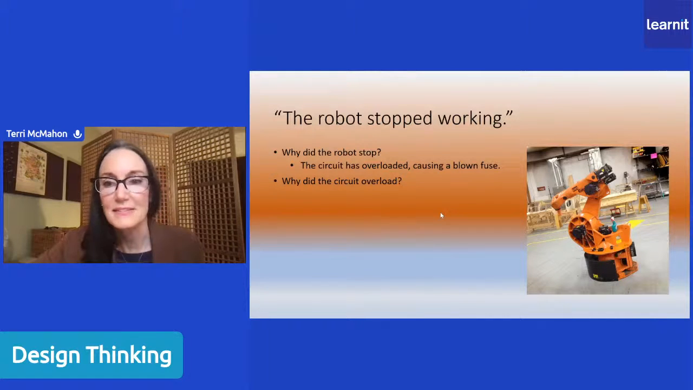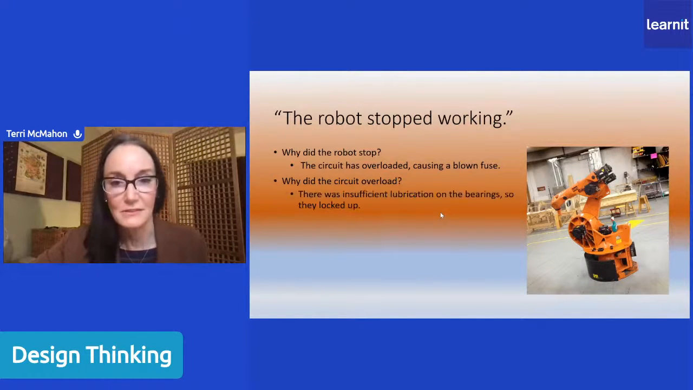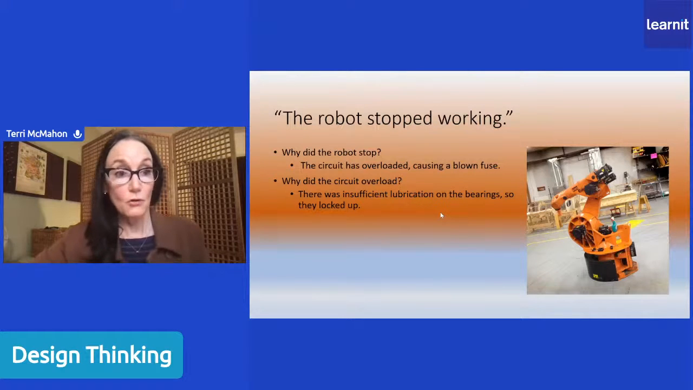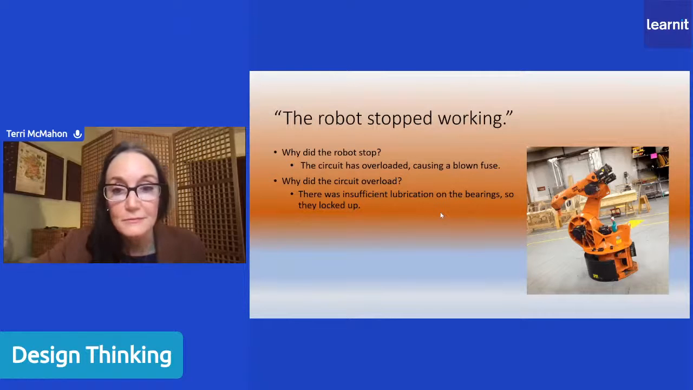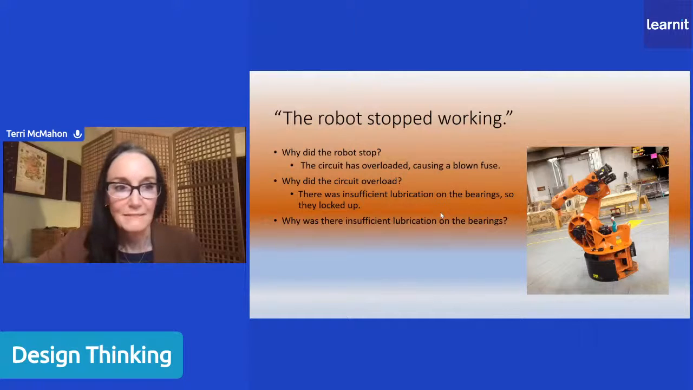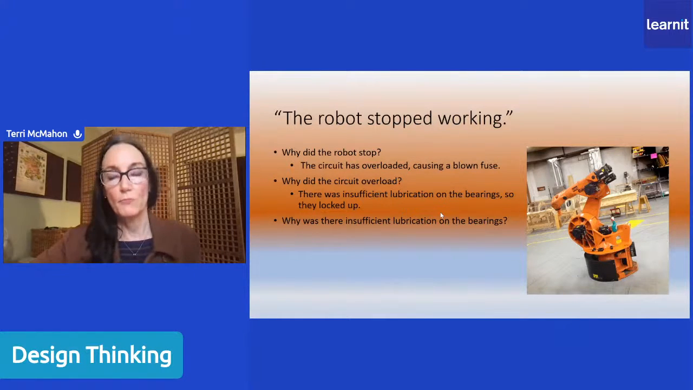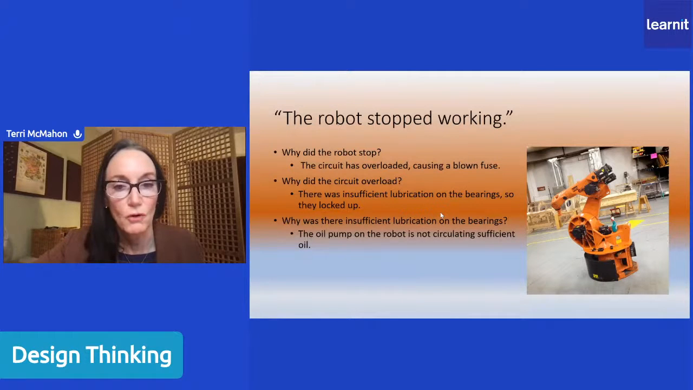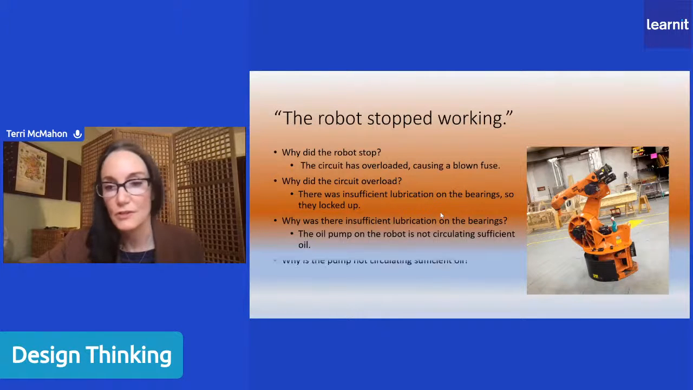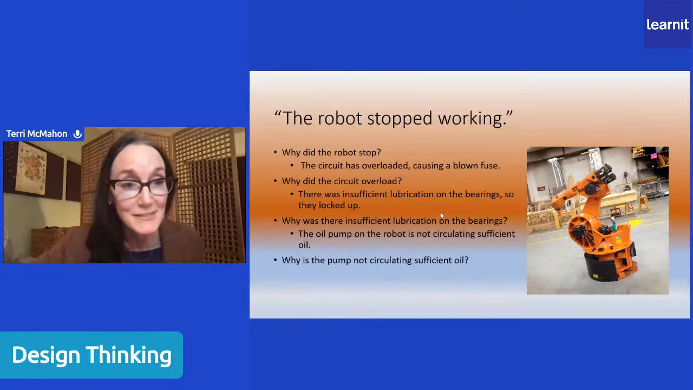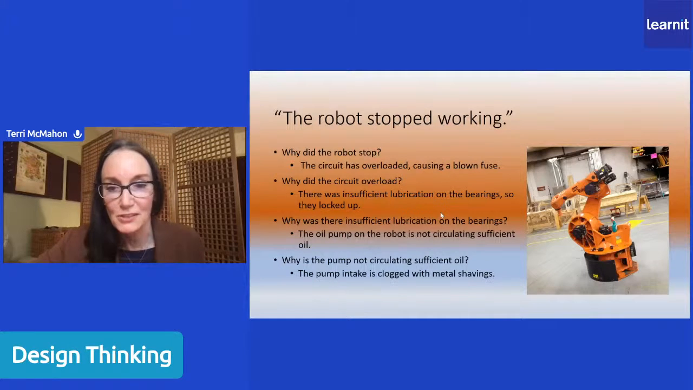Because there was insufficient lubrication on the bearings. That's the answer. So they locked up, causing the circuit to overload, causing the fuse to blow. What do we do? What's the next question? Yeah, it can be kind of obvious. Why was there insufficient lubrication? Because the oil pump on the robot is not circulating sufficient oil. Well, why is that? Why is it not circulating sufficient oil? Because the pump intake is clogged with metal shavings.